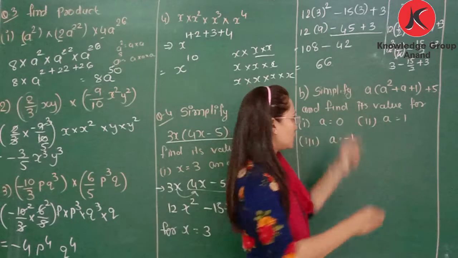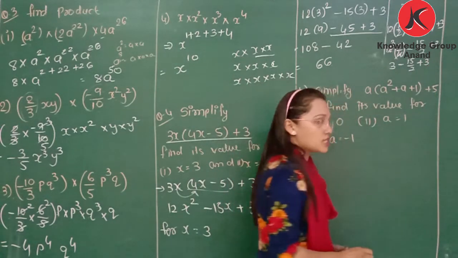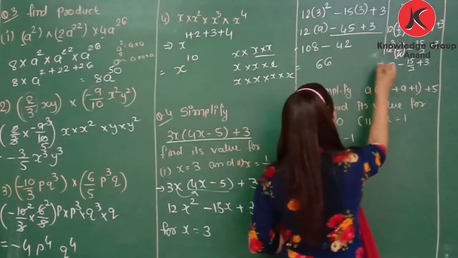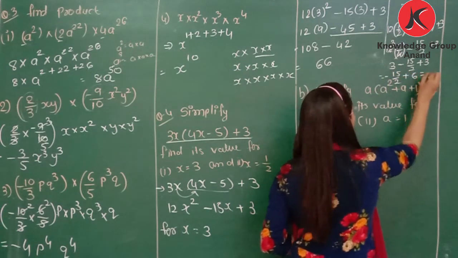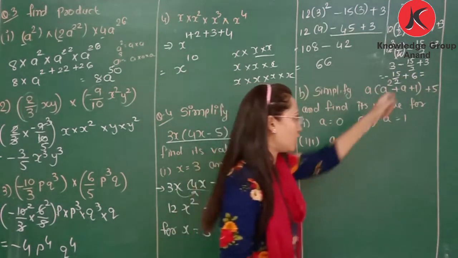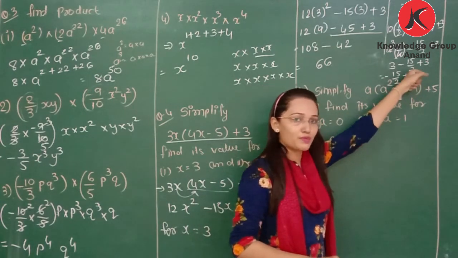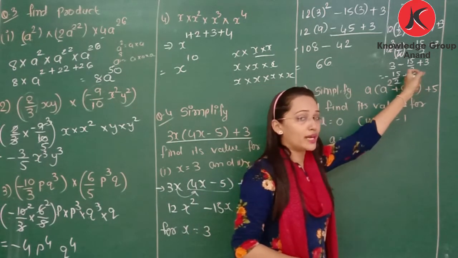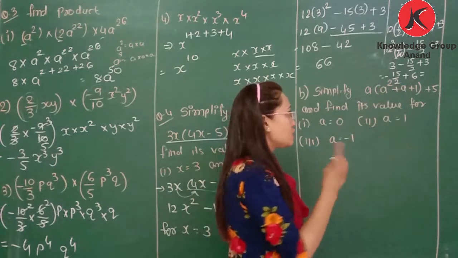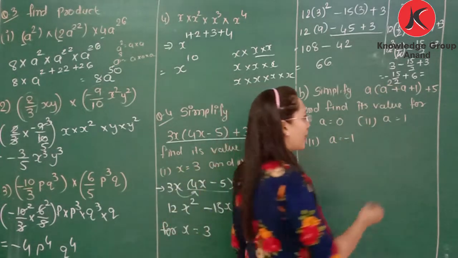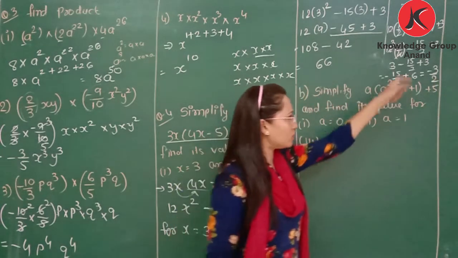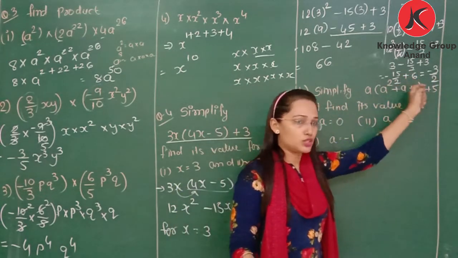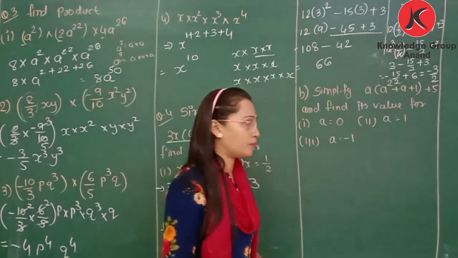Now simplify this. 3 plus 3 is 6. Now minus 15 by 2 plus 6. Okay. So here we need 2. So 6 is multiplied with 2 and divided by 2. That is 12 by 2. Now minus 15 plus 12 is 3 by 2, but it is negative. This is the concept of rational numbers. We already learned addition and subtraction of rational numbers.